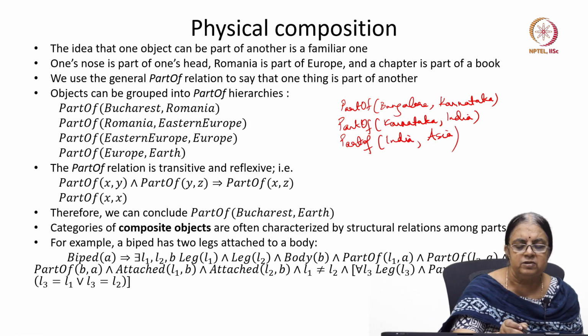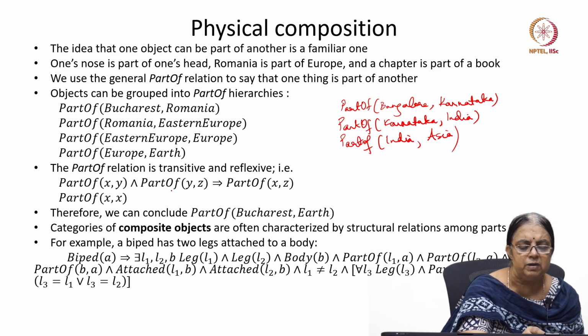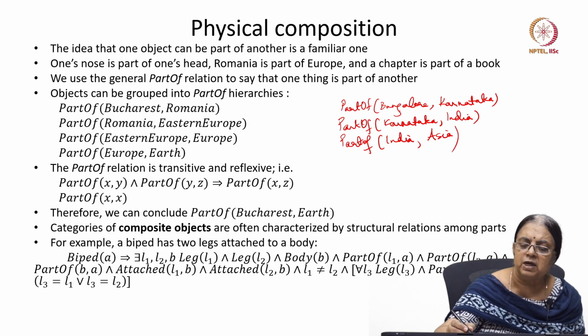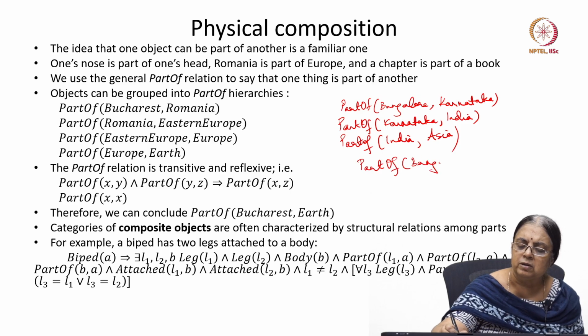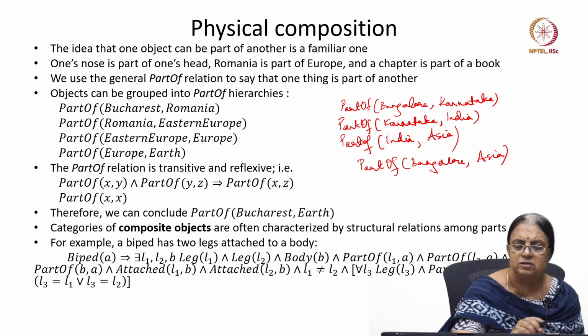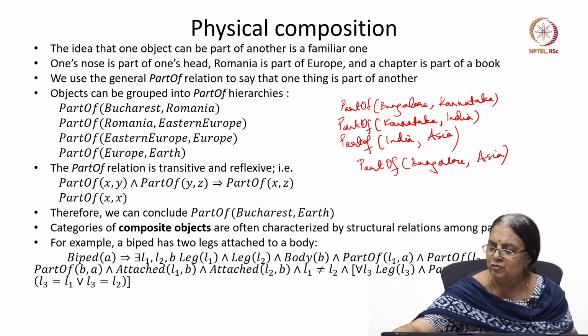When they say it's transitive and reflexive, if x is a part of xy and part of yz, it implies part of xz. So we can take this and say part of Bangalore, part of Asia, and it's also transitive, part of xx. So you can say part of Bangalore, like that.